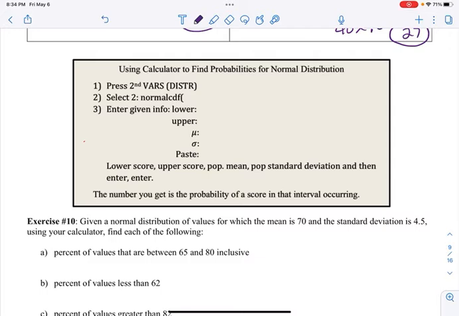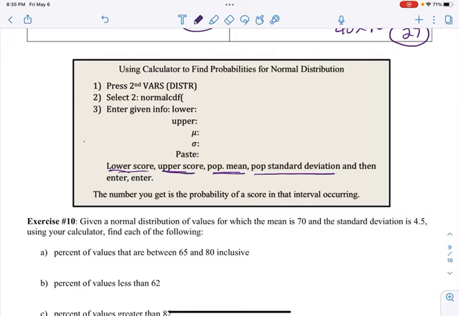Now when you do that, it's going to ask you for the lower, that's the lowest number, the upper number, the mean, and the standard deviation. So this is the mean, but the mean for the population. So I got the lower score, the upper score, the population mean, and the population standard deviation. So they have to give me all of that information, and then I just hit enter.